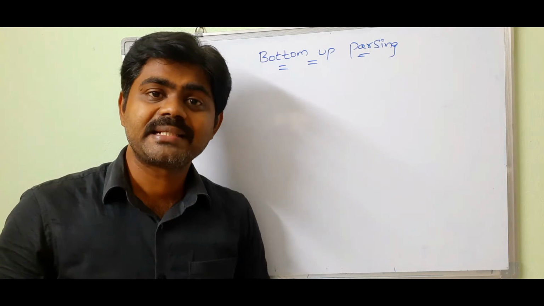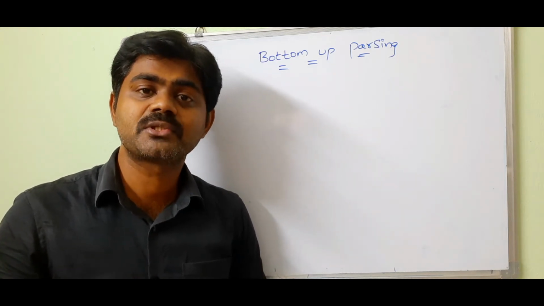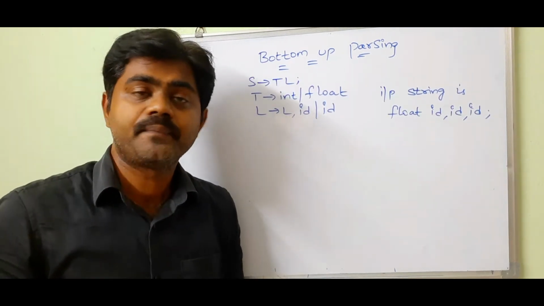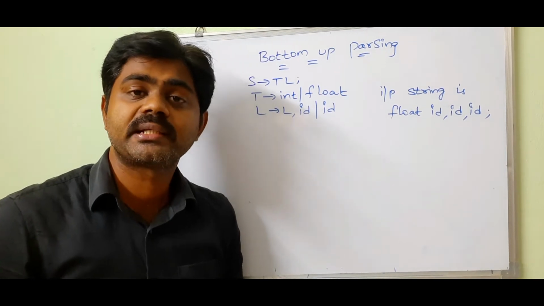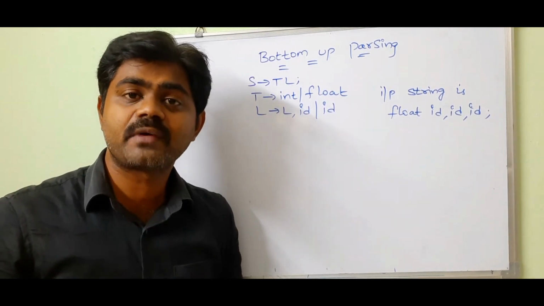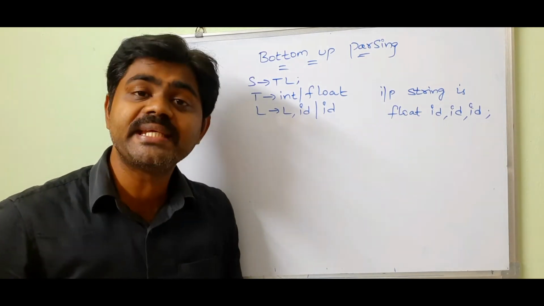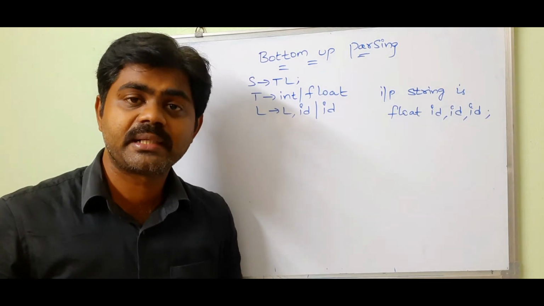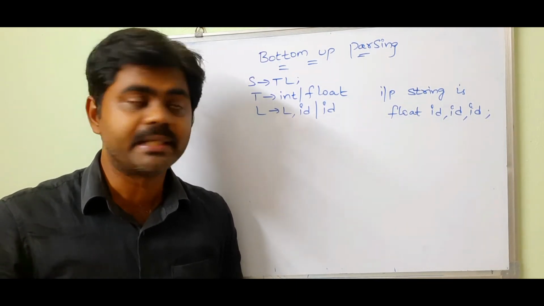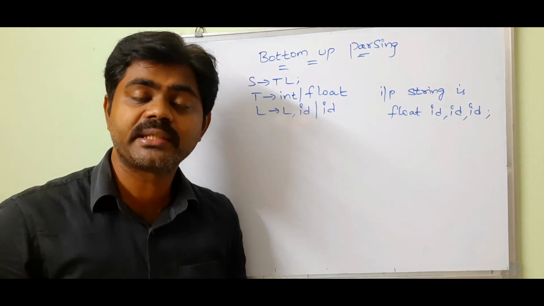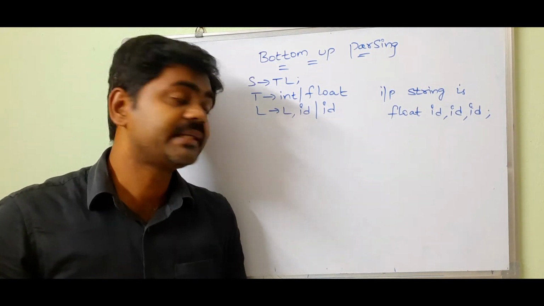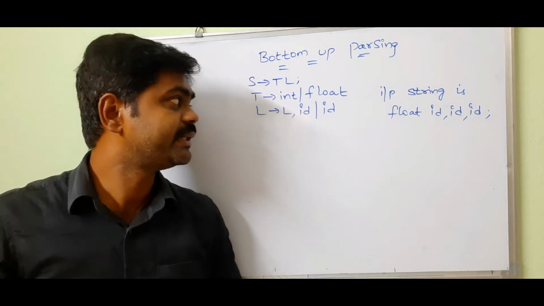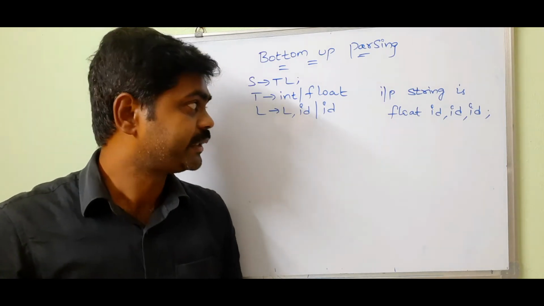So that is what bottom-up parsing is all about. To understand this, let's take an example so that you can understand how bottom-up parsing is done. So S tends to TL semicolon, where capital S is your starting symbol. S is a non-terminal, T and L are non-terminals, and semicolon is a terminal. T tends to int or float. Both int and float are terminal symbols. And L tends to L comma ID or ID. L is a non-terminal, comma is a terminal, and ID is also a terminal.